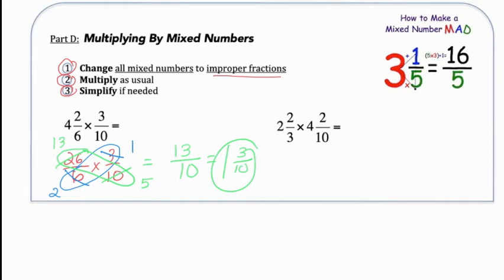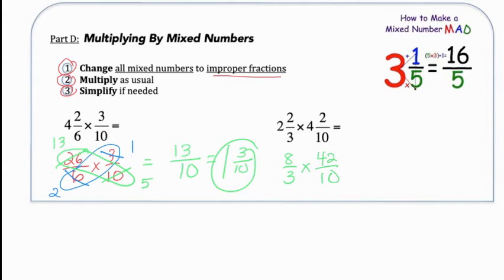Our last example, we are trying to multiply, but we can't even get started at all because we have two mixed numbers. We don't have any fractions yet. So what are we going to do? We're going to turn them into fractions, and then we can multiply. So 2 and 2/3 means I'm going to take 3 times 2, that's 6, plus my numerator of 2, which is 8, and put that over 3. And then my 4 and 2/10, I'm taking my 10 times 4, which is 40, plus 2 is 42 over 10. And I'm ready to multiply.